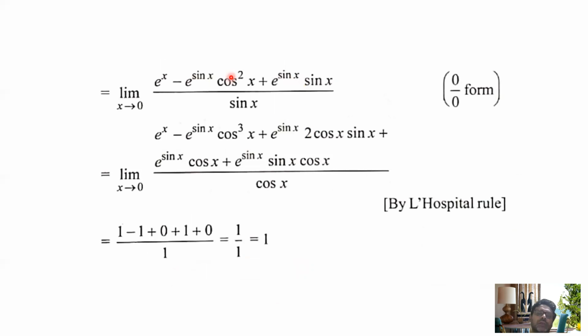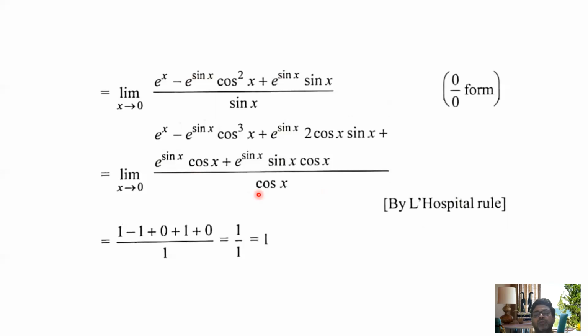Then what you do, again differentiate this. There are so many terms: e^x, then e^(sin x) cos cubed x. Now differentiate this: e^(sin x) times 2 sin x cos x, plus the derivative of this, e^(sin x) cos x, then e^(sin x), the sin is fixed, now it is e^(sin x) cos x by cos x.